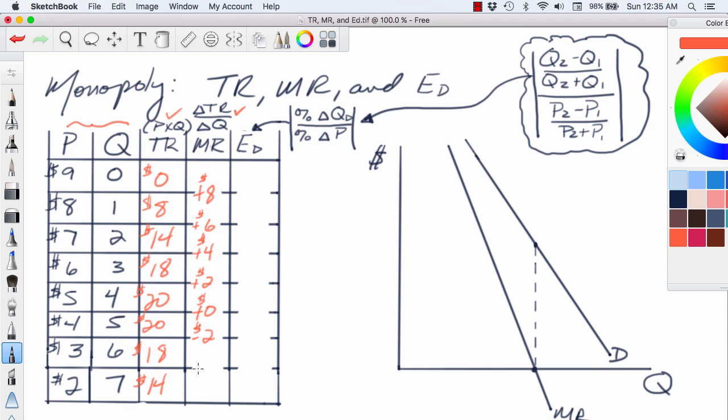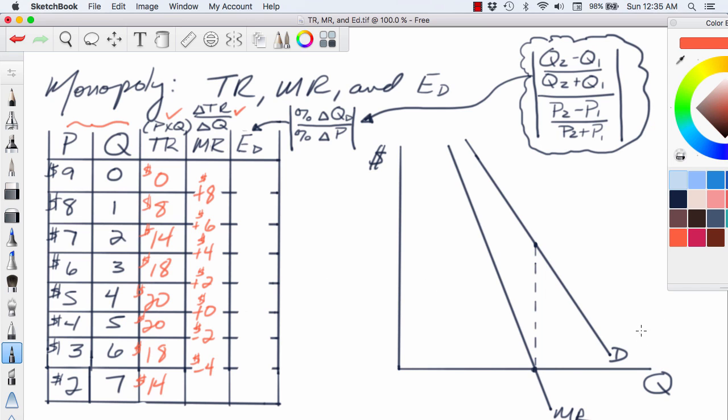We go from 6 to 7, our total revenue drops by 4. Our marginal revenue has become negative. Yes, it's actually possible to produce a unit and see your revenue decrease. And if we continued further, we'd see that marginal revenue continues to decrease at a rate of 2.